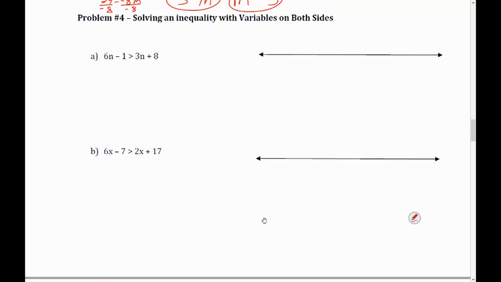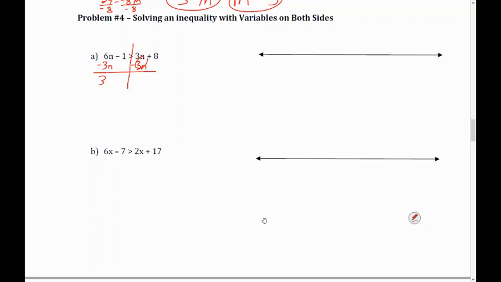All right, so first thing you always want to do is look for those like terms. Left side, no like terms. Right side, no like terms. So we want to move the smaller of the two variables. Remember, that isn't something that you have to do, but it is something that is helpful. All right. So 3n is smaller, so we go ahead and subtract 3n.